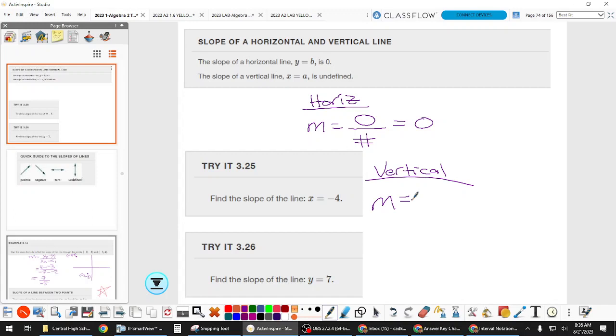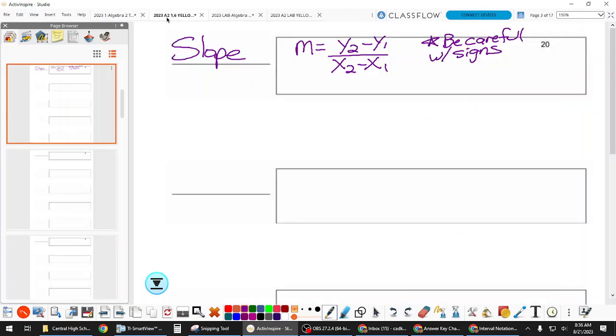Where do you get undefined in math? Undefined by 0. Yeah, say that again. When you divide by 0, right? So what is the change horizontally when we don't go left or right? That's why we have a divide by 0 situation, right? So don't call the slope no slope for a vertical line. No slope is not the same as undefined. And sometimes that gets mixed up. So on your notes, horizontal, m equals 0 over some number, which equals 0. Vertical, m equals some number over 0, which is undefined.